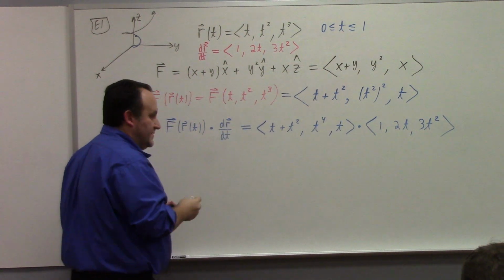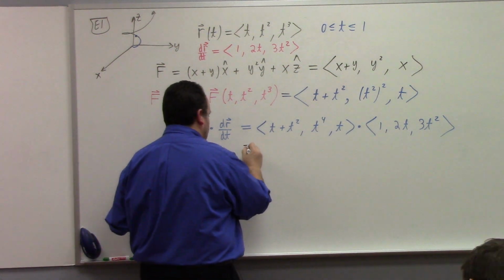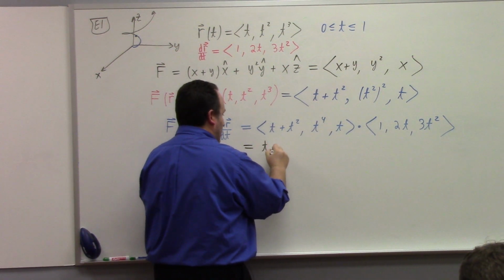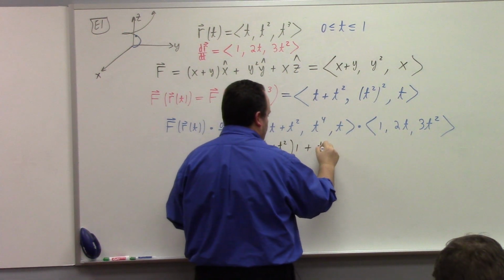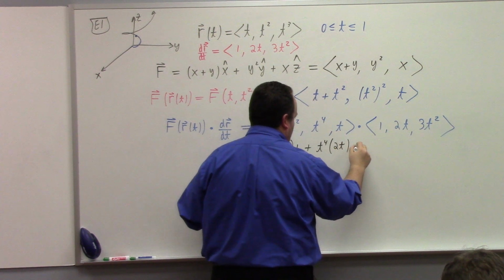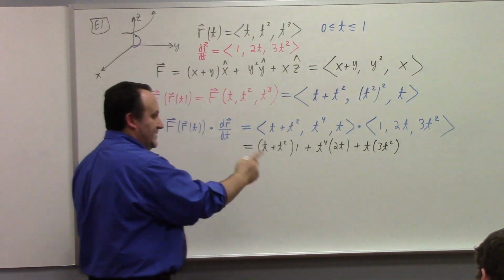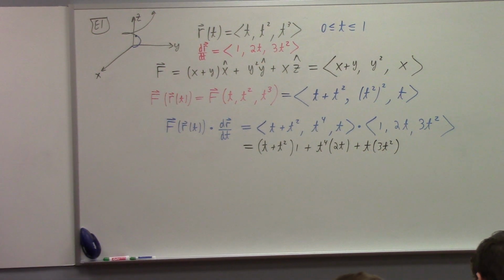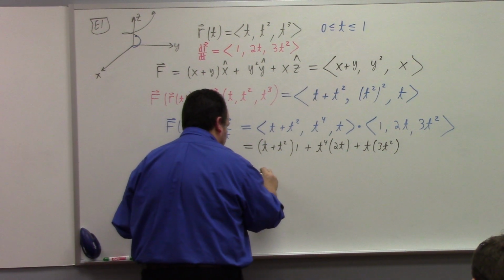So what does this work out to? We have t plus t squared times 1, plus t to the fourth times 2t, plus t times 3t squared. This is the dot product: x times x plus y times y plus z times z. You all need to know this going forward. Some of you are pretty shaky on this on test 1. It's not a good place to be. But you know that. Anyway, there's still hope. You just need to fix things before the next test.